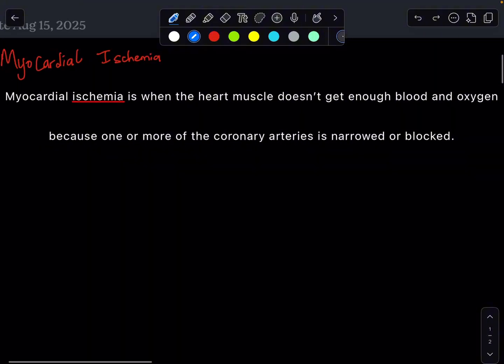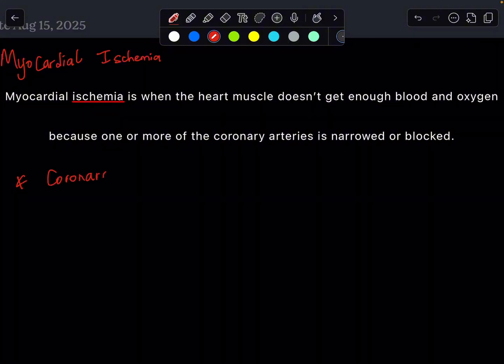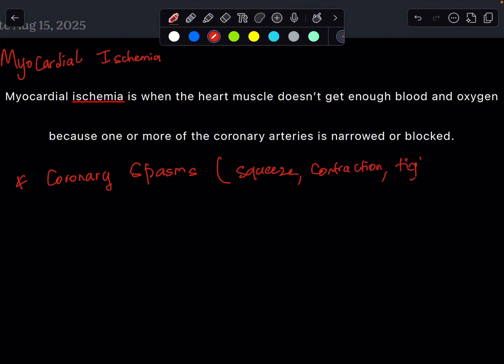So what is myocardial ischemia? Myocardial ischemia is when the heart muscle doesn't get enough blood and oxygen because one or more of the coronary arteries is narrowed or blocked. It can also be due to coronary spasms, which is just when the muscle tightens, when the artery tightens. So it's just a squeeze or a contraction, a tightening. Okay, so that's basically what it is.